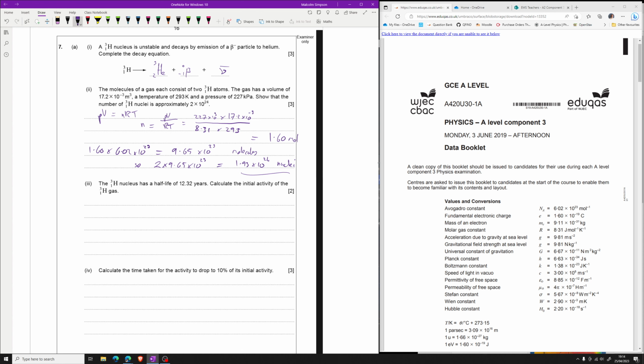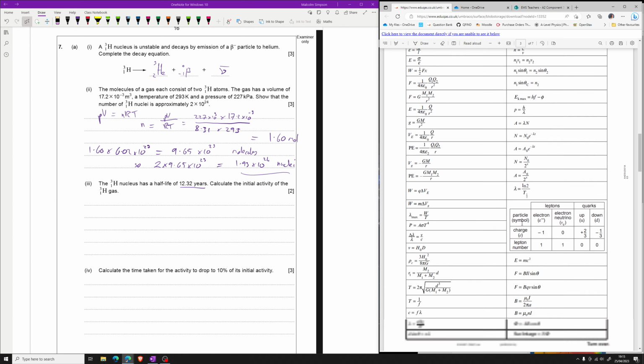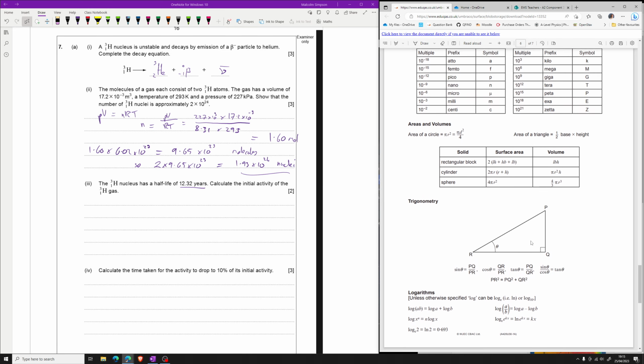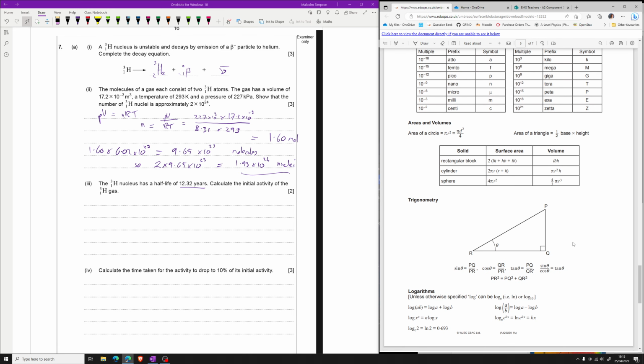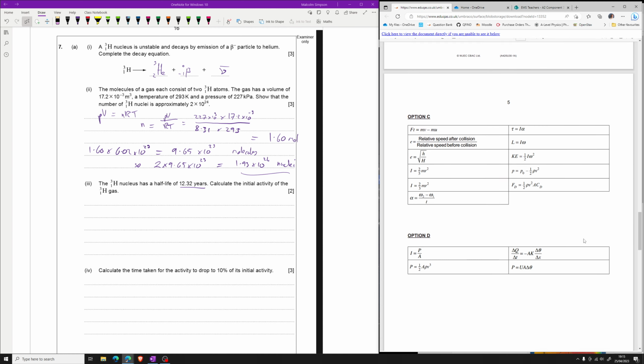Right. The tritium nucleus has got this half-life. Calculate the initial activity. So be a little bit careful. We want activity in becquerels, so we want it in per second. And here we're given half-life in years. Does the formula sheet give you a seconds to years conversion? It doesn't, does it? It doesn't give you anything like that, I don't believe. It'd be handy, wouldn't it? But no, it doesn't.